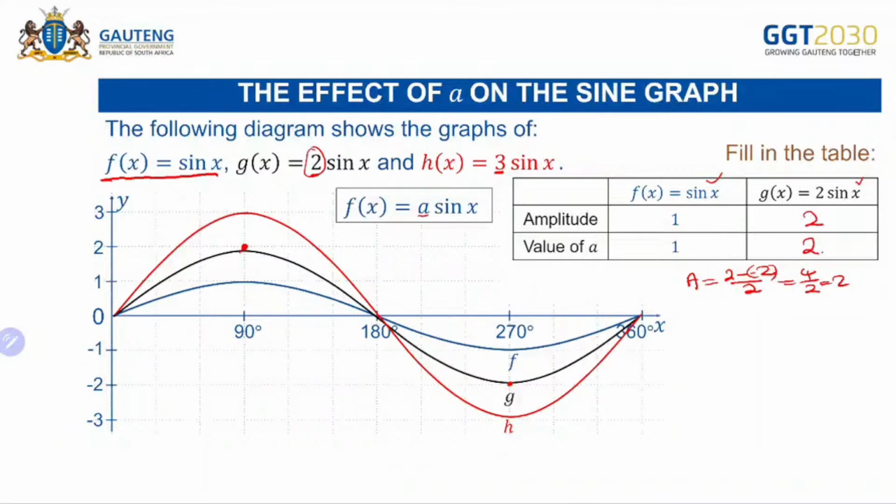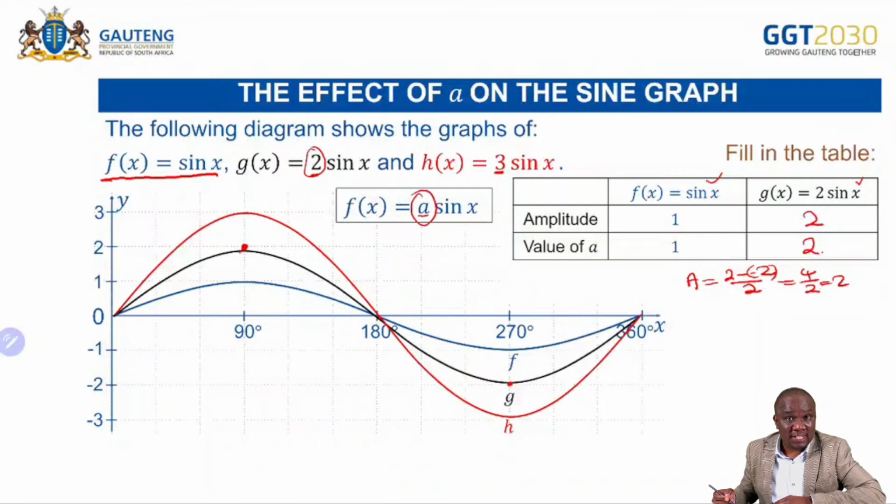Now, I want you to compare the amplitude and the value of A. What can you say? Do you see that A is actually the amplitude? A is the amplitude. If they give you a graph, they say f of x is equal to A sine x, and then they say find the value of A, know that A is the amplitude. Right, and then let's move on to the next part of our lesson.